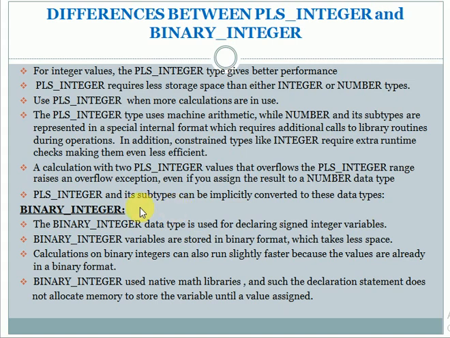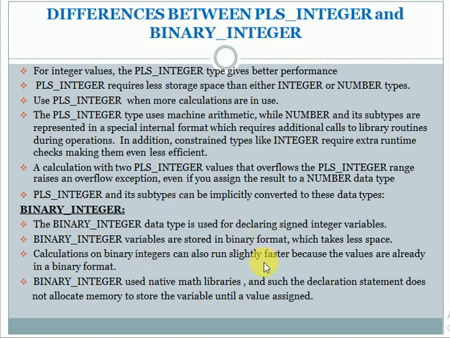Now, BINARY_INTEGER: this data type uses very little storage space, and BINARY_INTEGER data will be converted into binary format. So automatically it will give a better performance compared to other integers and numbers. BINARY_INTEGER mainly uses native machine libraries for calculations. If you are doing more calculations, you can use BINARY_INTEGER.